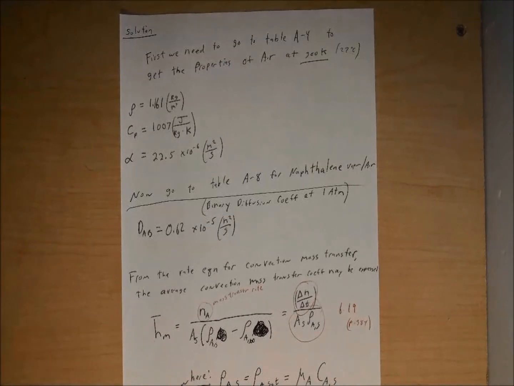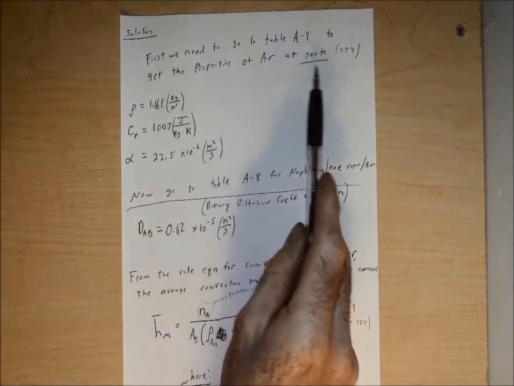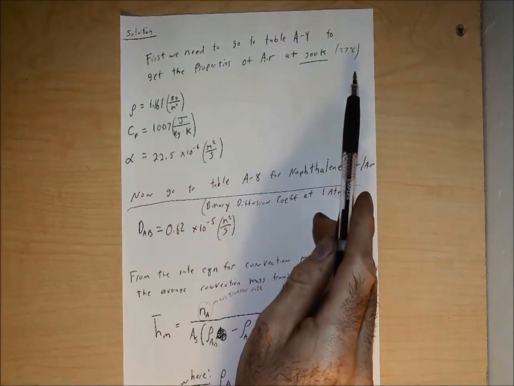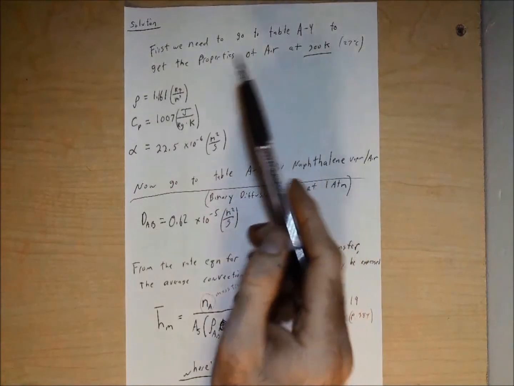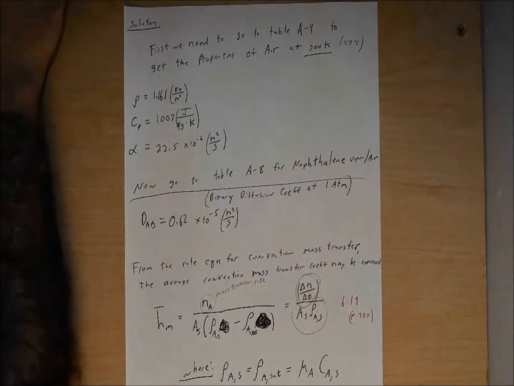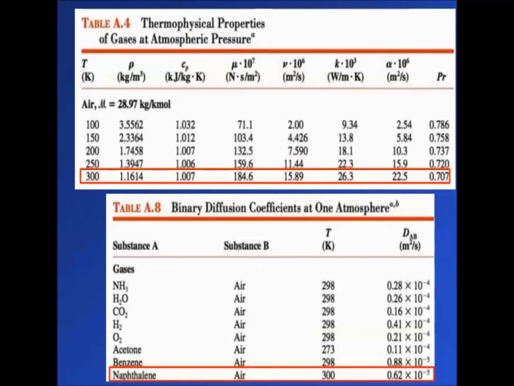So for our plan for the solution to this problem, the first thing we need to do is go to table A4 and look up the properties of air at this known temperature of 300 K or 27 degrees Celsius. So when we do that, we can get all of our values here. So let's go to table A4 and look this up.